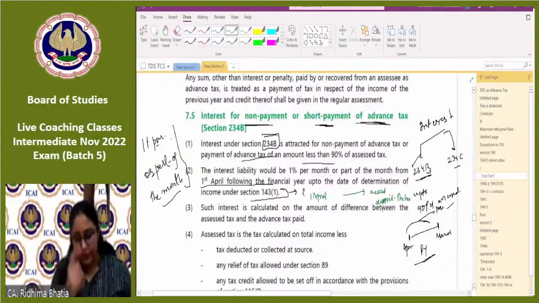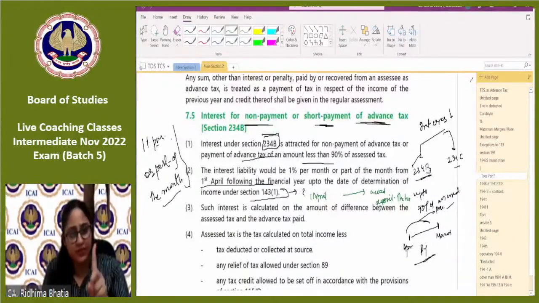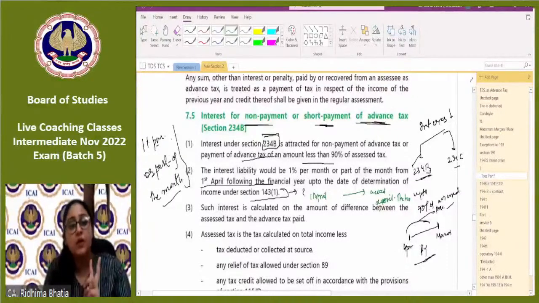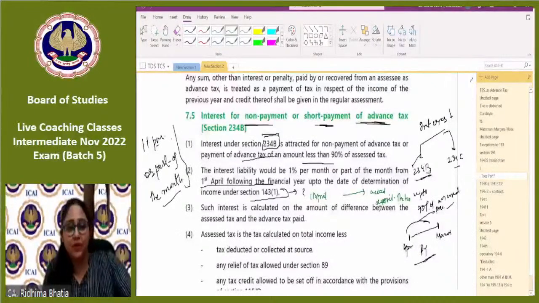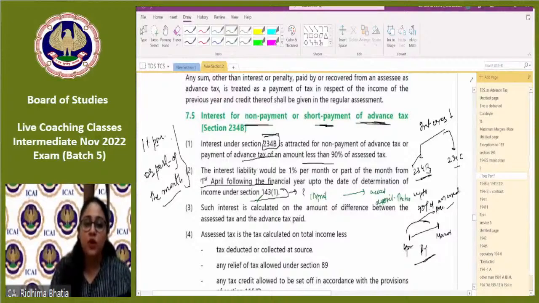So if I say, interest for short payment would be applicable when, number one, the advance tax is less than 90% of the assessed tax. Number two, what is the advance tax? The entire year ka tax from 1st April to 31st March of the previous year. Number three, what is the rate? 1% per month or part of the month. Number four, from when? From 1st April of the next financial year till the time you are actually depositing the tax. Okay? But obviously when the government calculates it, it calculates up till this date. But when you are filing the return, obviously you will calculate up till the date of deposit.